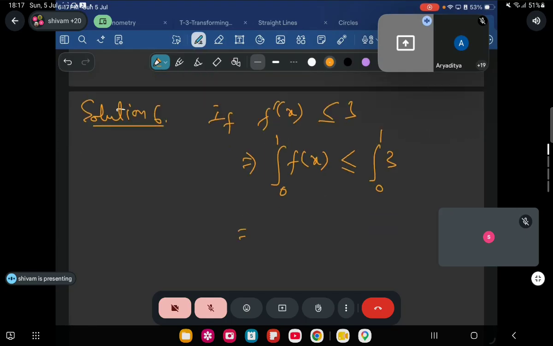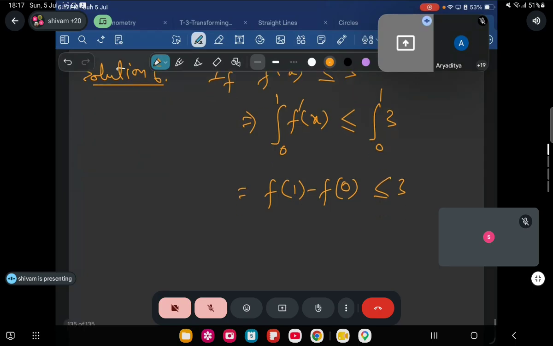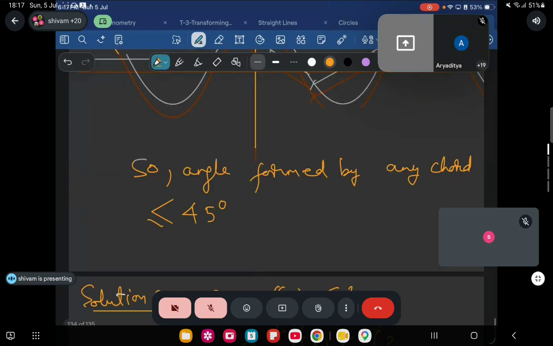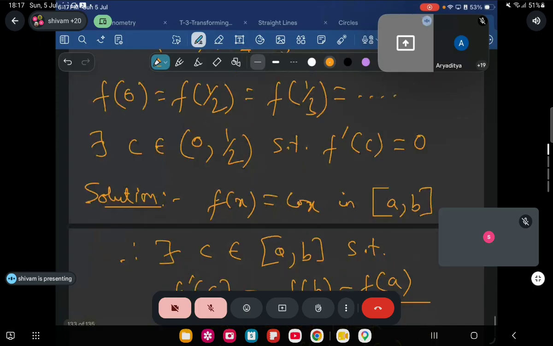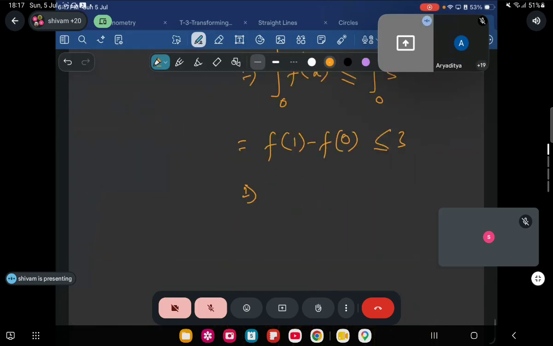So what will this give us? This is f dash x. This will give us f of 1 minus f of 0 is less than or equal to 3, right? Now what is the value of f of 0? Is it given in the question? Yes, 2. So this implies f of 1 is less than or equal to 3 plus 2, which is 5. But this is not the only case.